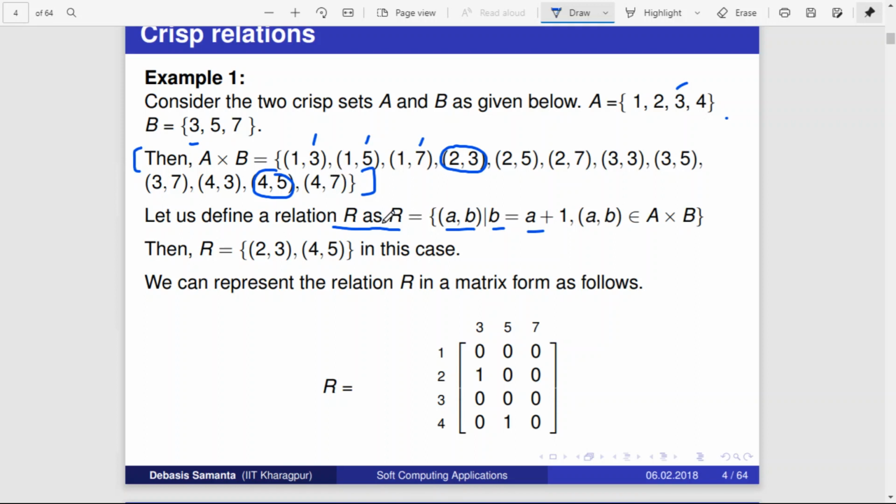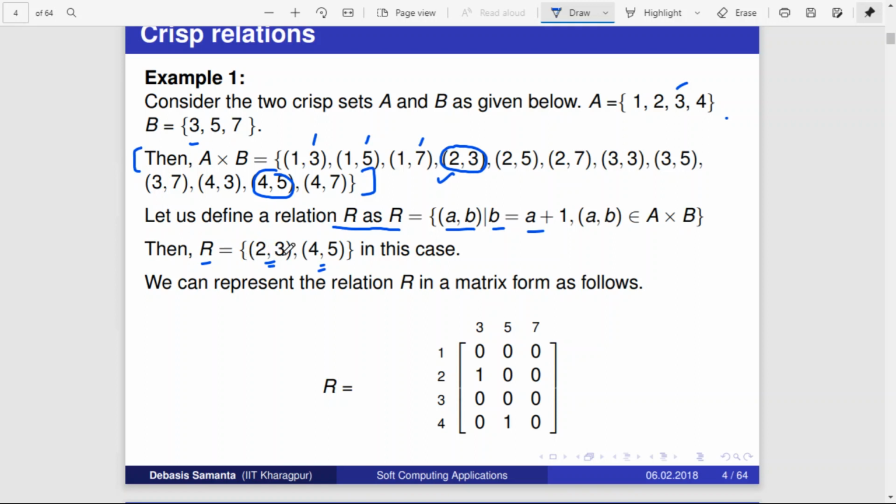So relation R will have only these two elements, 2 comma 3 and 4 comma 5. So R contains 2 comma 3 and 4 comma 5. Okay. So this is how we define a relation. So basically a relation is defined from a Cartesian product. This is one of the ways.